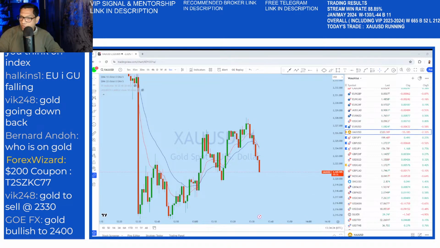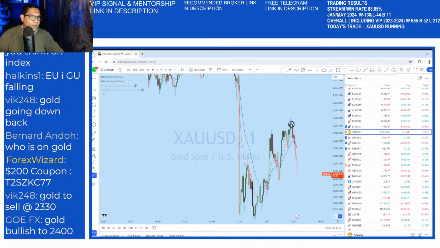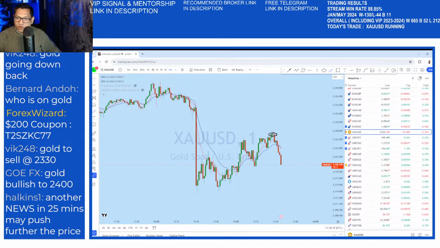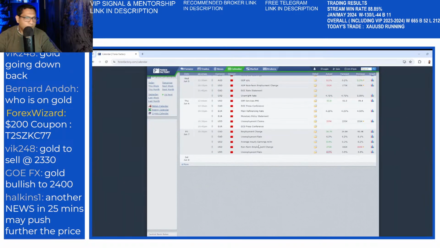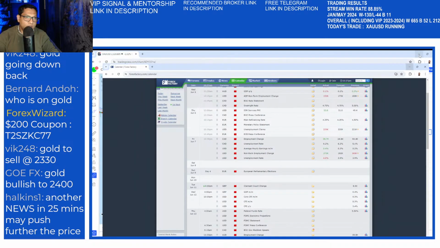Okay, so we have seen that the market basically, after breaking this high, it was a fake out and then got a rejection. Now at the moment, because it has got a rejection, we might see even a trending towards the downside. There is another news in 25 minutes. Which one is coming up? No, there is no news anymore. There is no high impact news, which might be a low impact.